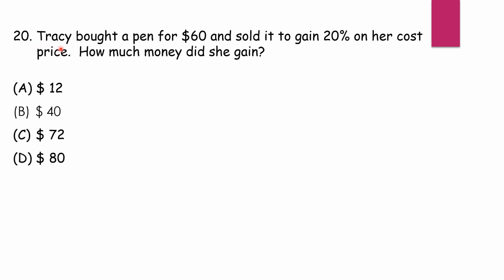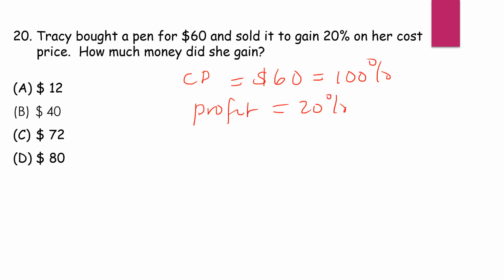Question 20. Tracy bought a pen for $60 and sold it to gain 20% on her cost price. How much money did she gain? So they don't want to know the selling price. They want to know the profit. How much money did she make on this pen? So the cost price is $60. We know that's 100%. Profit is 20%. So really and truly, we're going to find 120 over 100 times 60.